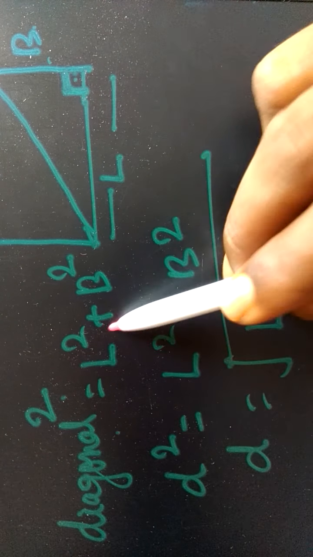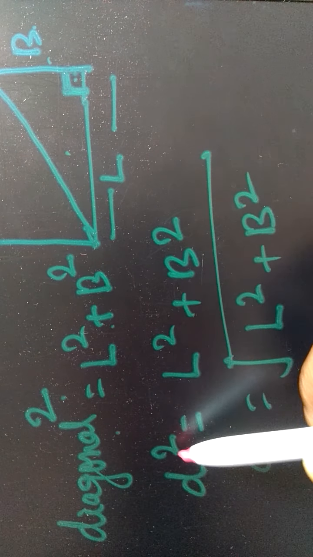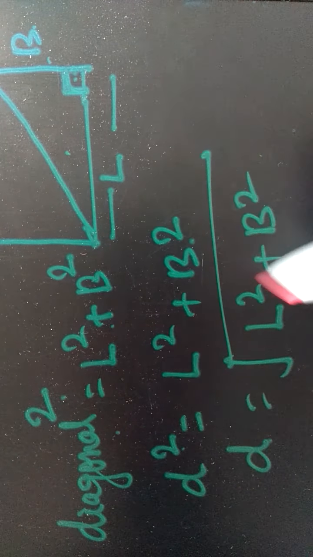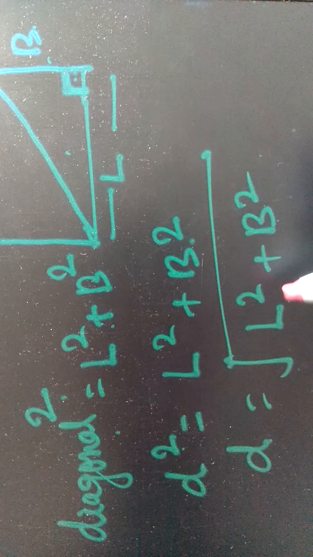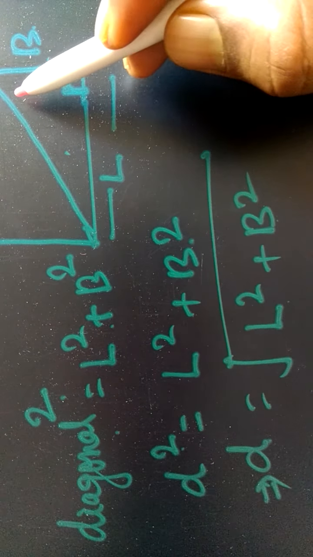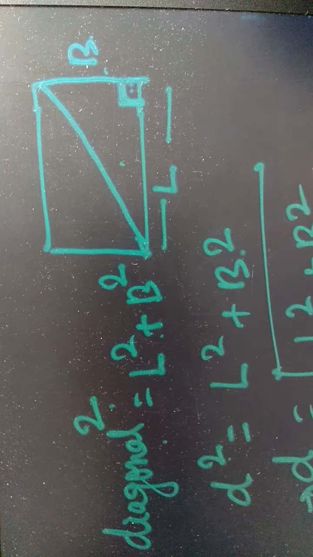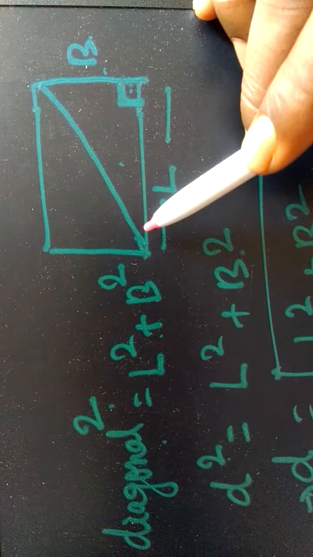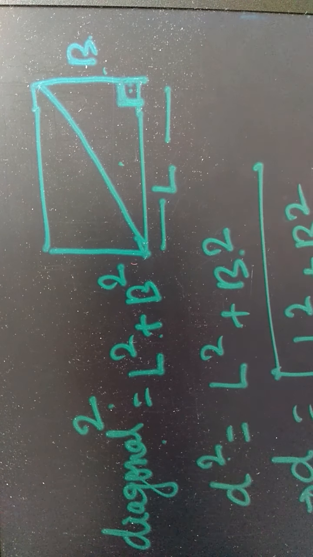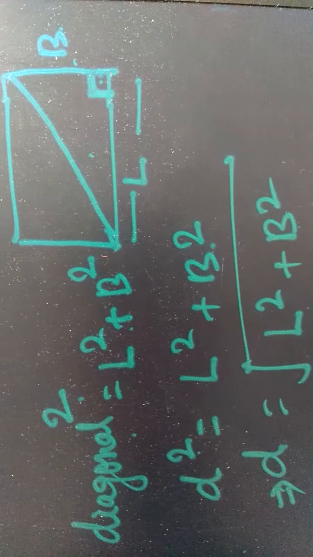Diagonal square is equal to length square plus breadth square. Diagonal is equal to under root L square plus B square. So this one is the formula to calculate the biggest rod inside a rectangle, the biggest bamboo that can be placed inside a rectangle. This type of question will be asked when you solve the problems.